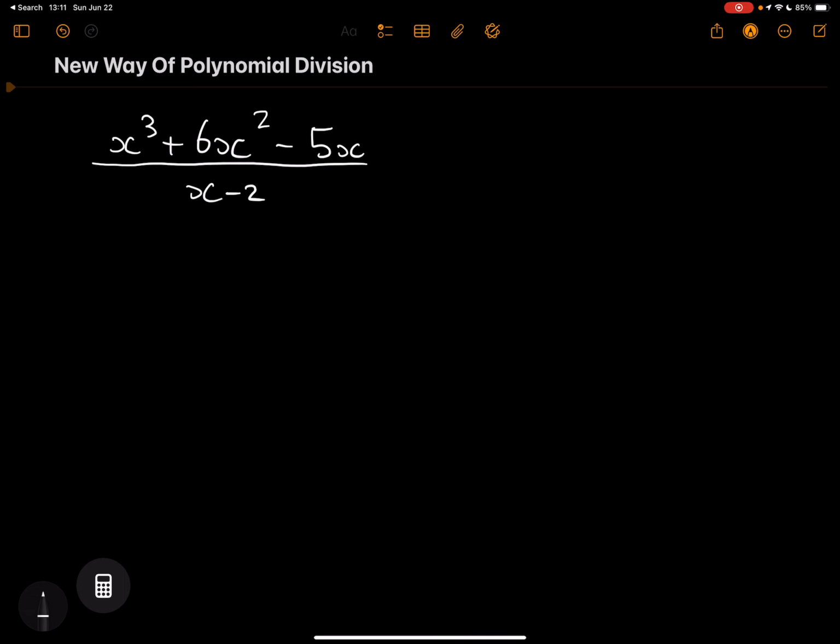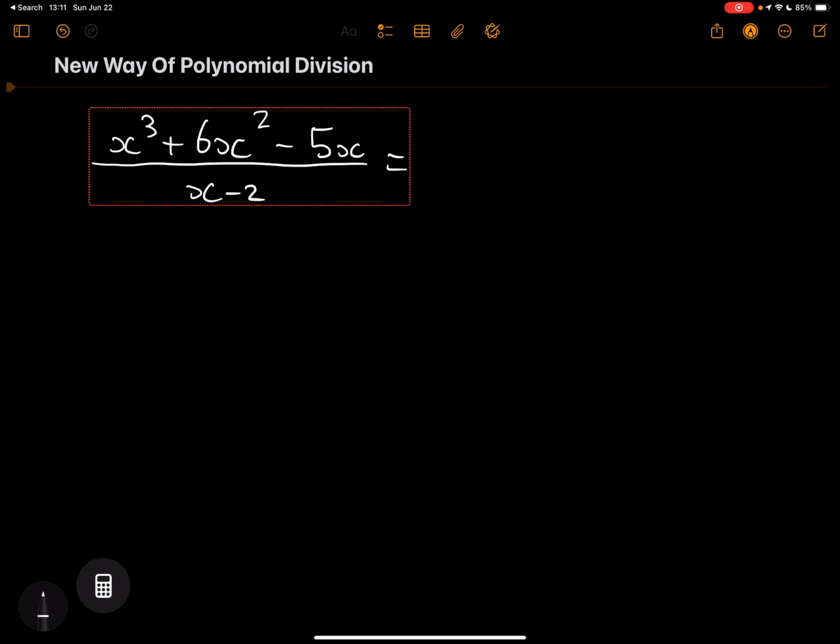Basically, we will start with a problem. So I'm going to write x cubed plus 6x squared, let's say minus 5x. And if we want to divide it by x minus 2, what are we going to get? Now ignore the red box, okay?